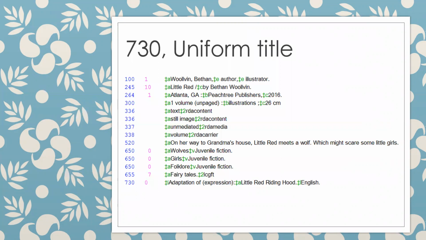So in your 245, you've got Little Red in subfield A, and then in your 730, second indicator blank, you've got subfield I, adaptation of, and then expression in parentheses, and then a colon, and then a space, subfield A, Little Red Riding Hood, and a period, and then subfield L, English, for the language. And notice there's a period after English as well.